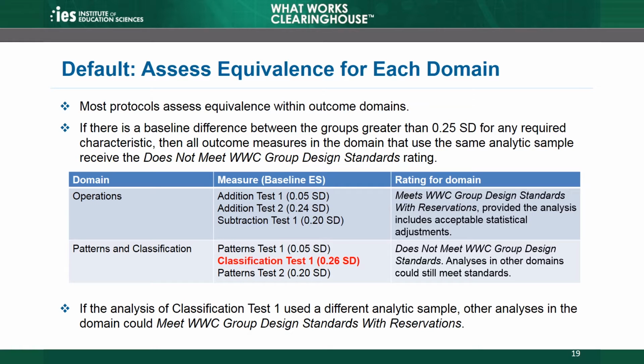Importantly, equivalence may not work this way if some analyses use different analytic samples, meaning they included different units. If one of the analyses uses a different analytic sample, the non-equivalence of a baseline measure for that sample does not affect equivalence of other outcomes within the domain. So, if the analysis of classification test 1 measure used a different analytic sample than the other measures in the patterns and classification domain, then the other analyses in that domain could meet standards.